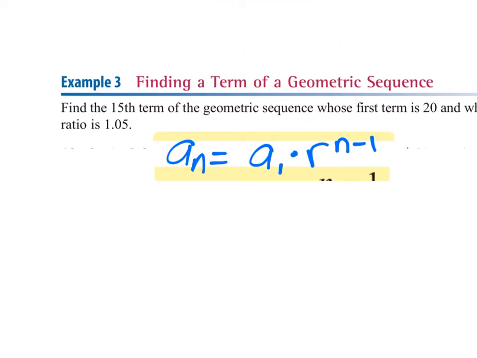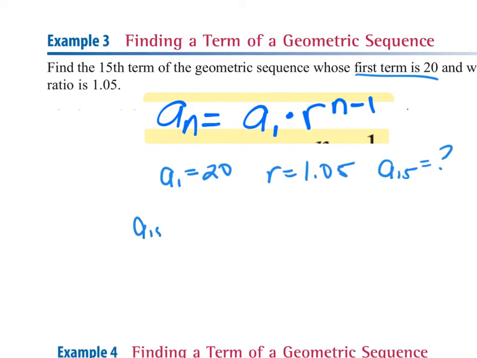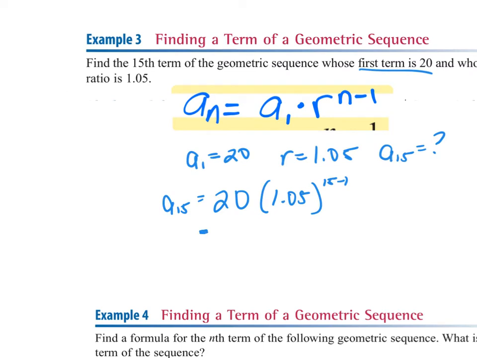Same concept. It says find the 15th term. Well, here in this case, they tell you that a sub 1 is 20, right? First term. They tell me your common ratio is 1.05. I want to know the 15th term. So plug in your formula. A sub 15, the first term is 20 times, what is your ratio? 1.05. And I'm going to raise that to the 15 minus 1. So this is 20 times 1.05 to the 14th power. And in your calculator, you can put it in just like that. 20 parenthesis 1.05 and then raise that to the 14th power.